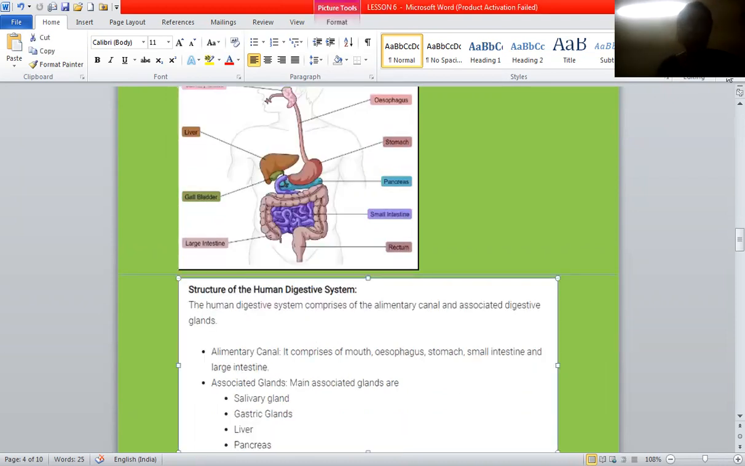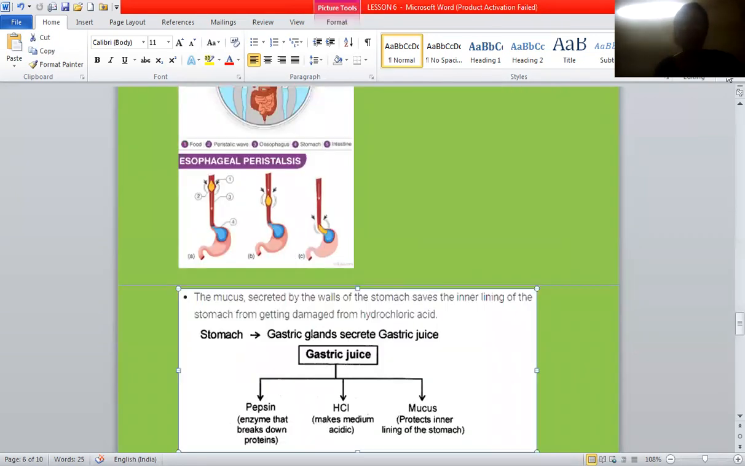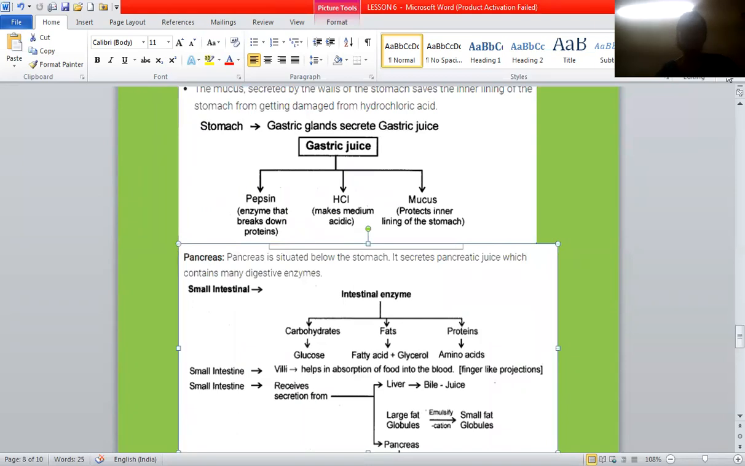In continuation with our last class where we have studied till digestion in stomach, we'll continue. We'll study now digestion in intestine. From the stomach, food enters the small intestine.